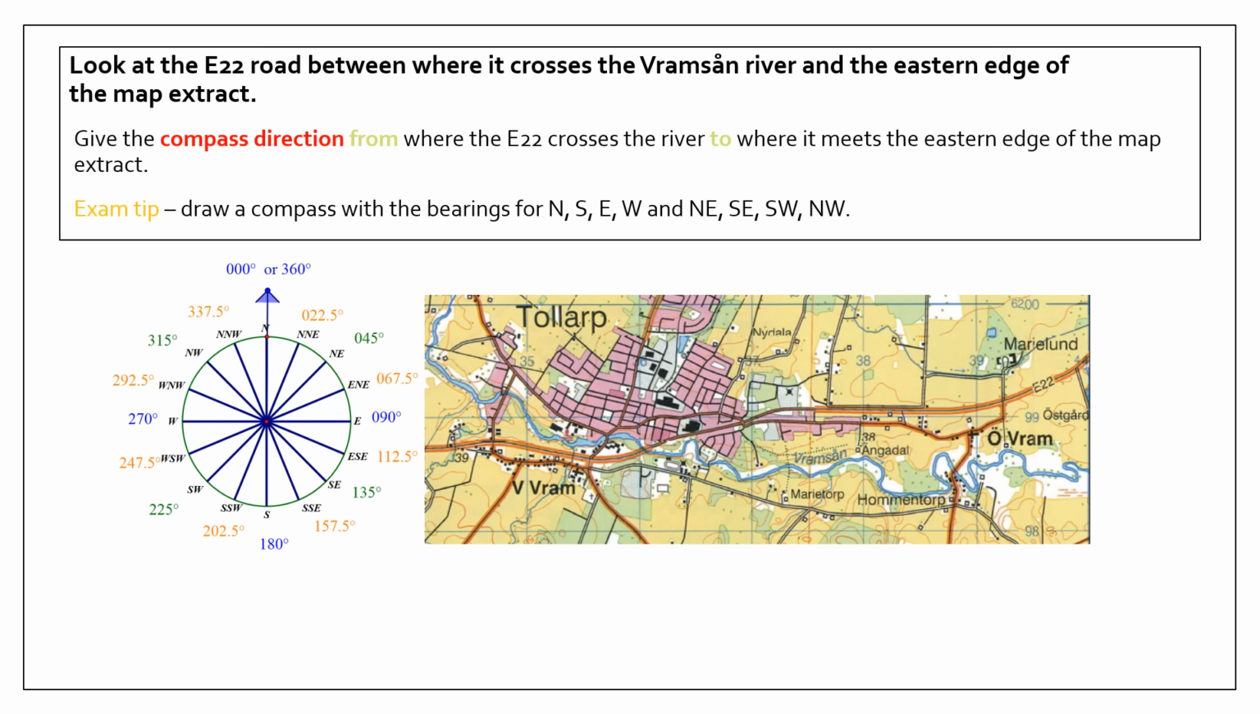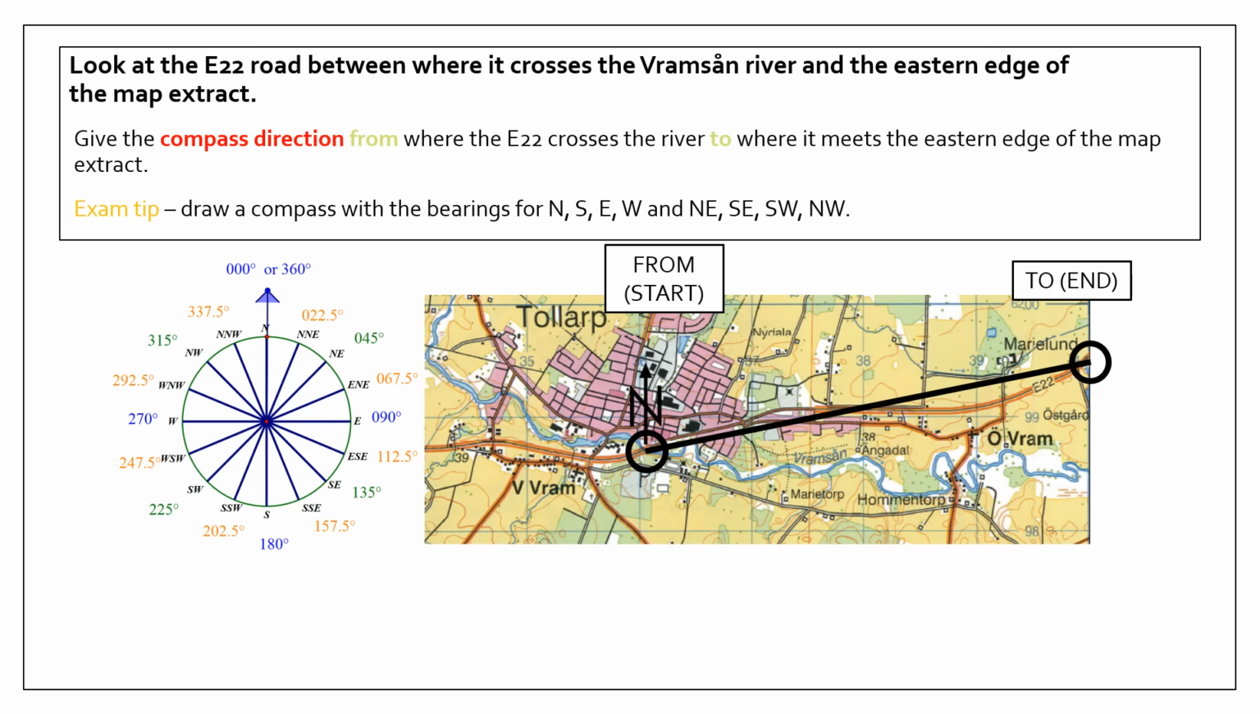So I have to start off at, so I've got my little compass here, at the point where the road crosses the river, and I have to go to the east of the map. Now, I'm asked to go from where the E22 crosses the river to where it meets the eastern edge of the map. So I am starting from where the E22 crosses the river, and I'm going towards where it meets the eastern edge of the map, where it ends. So north, I'm starting at the point where the road crosses the river, so that's my north point. Okay, because obviously the top of the map is always north unless the map states otherwise.